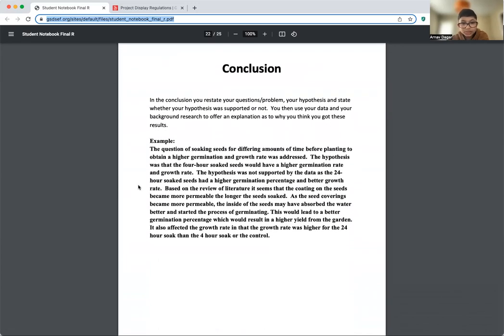Next, we have the conclusion, which explains how your tests and experiments worked out. Did your findings support or not support your hypotheses? Include a discussion on your results. This is where you refer back to the statement of your problem and introduction to see whether or not your project answers your question and if your hypothesis was correct or not.